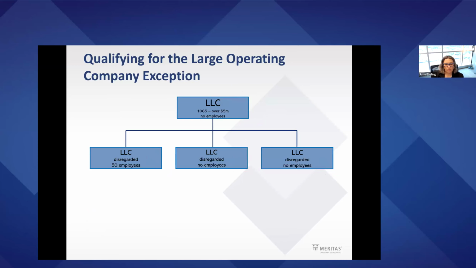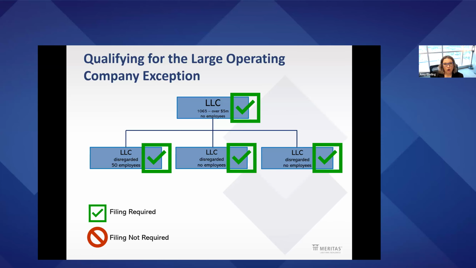Here's another example. We have a parent LLC who is taxed as a partnership, files a 1065 with over $5 million in gross receipts, but does not have any employees, appears to be a standard holding company. The subsidiaries here, the one on the left is wholly owned, disregarded, but employs 50 employees. And the other two entities are also disregarded and have no employees. The result here is that all of these entities must file with FinCEN under the Corporate Transparency Act. None of these entities qualify for an exemption.